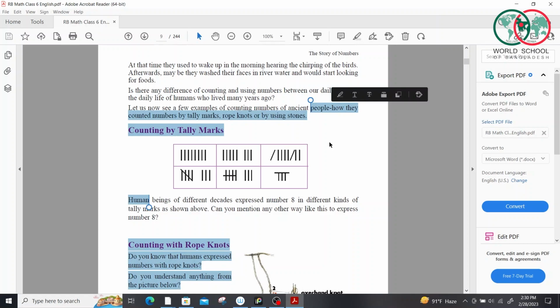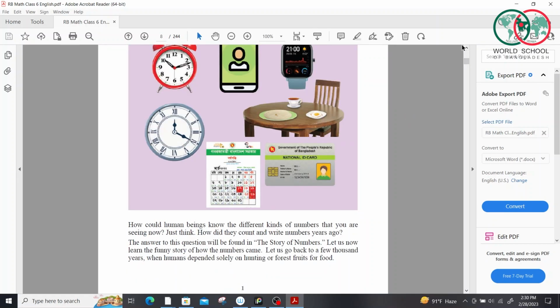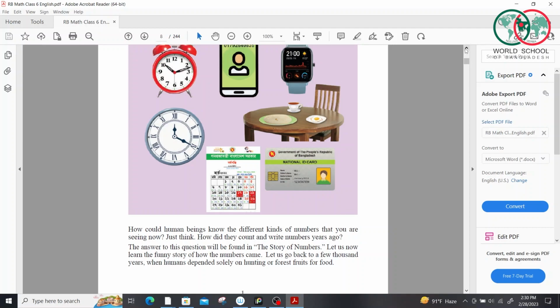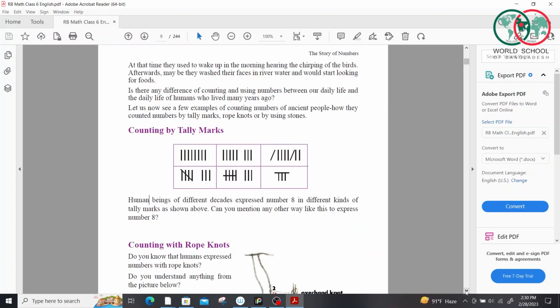Today we'll study chapter 1 of Mathematics of class 6. Have you ever wondered where numbers came from? How we count things and other stuff? So today we'll learn about the story of numbers.